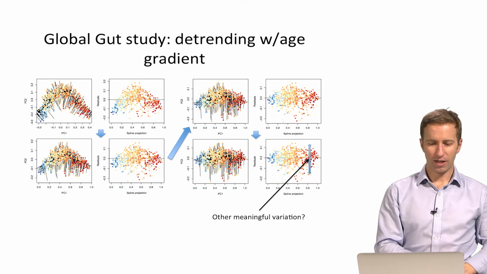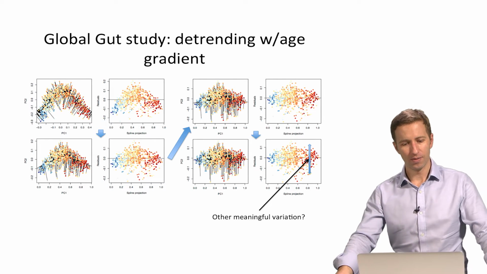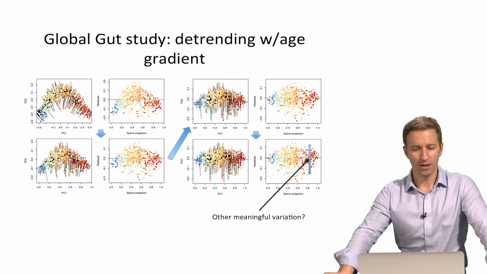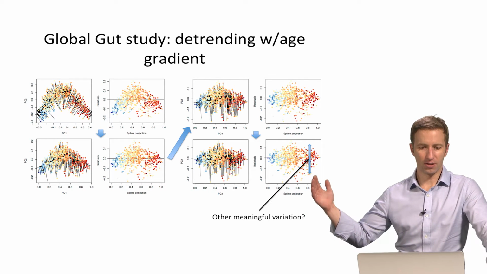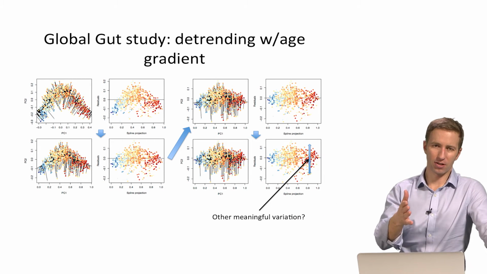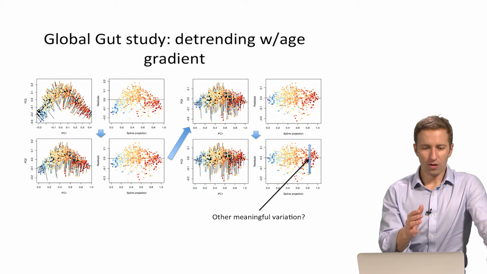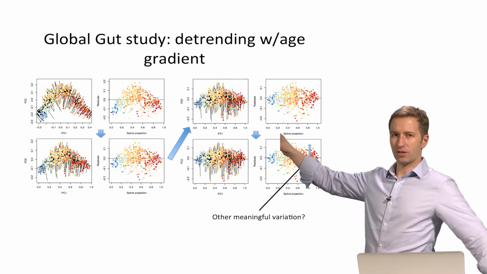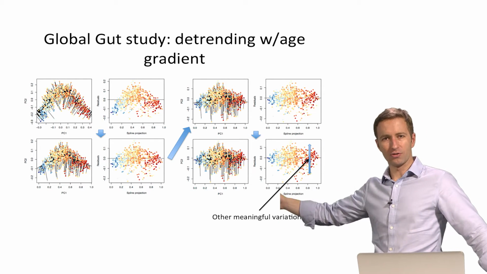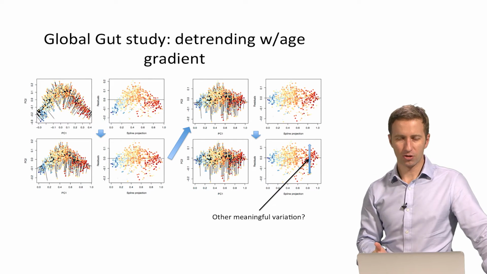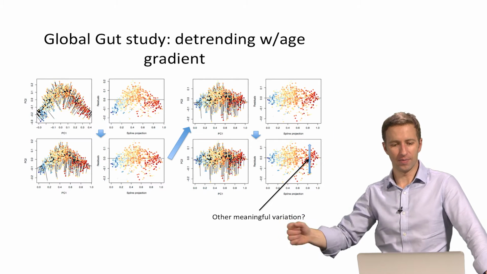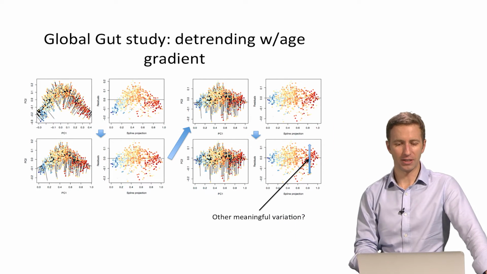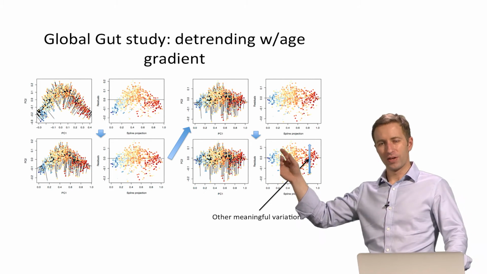So here's an example of applying this to the global gut study. This is a study where we have a very strong age gradient, just looking at individuals in the USA here. So the samples on one end are infants and on the other end are older adults. The original data are shown in this top left panel where you see the strong arch effect. So the age gradient is clearly the strongest driver of variation. That's what you see along the x-axis, but it's also interacting with the second principal axis of variation. So you can see in the first figure, there's a quadratic curve.